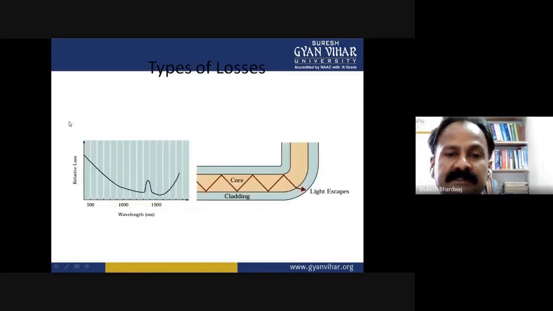Types of losses: relative loss, wavelength. I had already discussed the bending of the fiber gives the losses. You see in the figure or in the slide, light escapes through the core cladding interface if the critical angle changes.